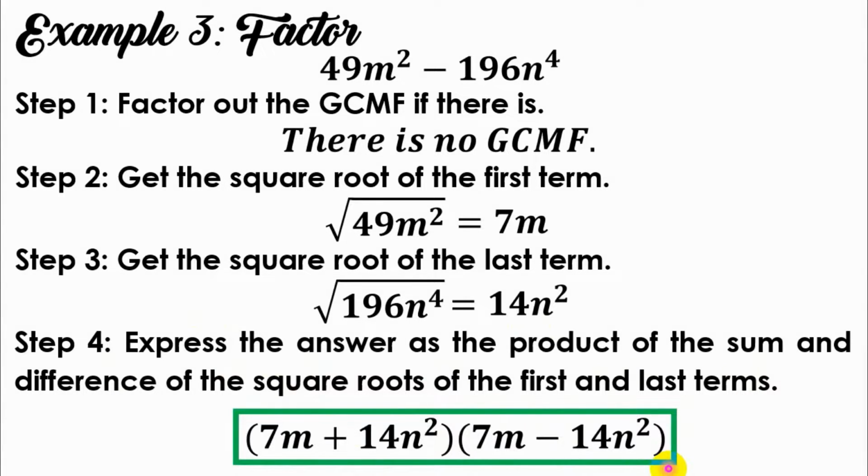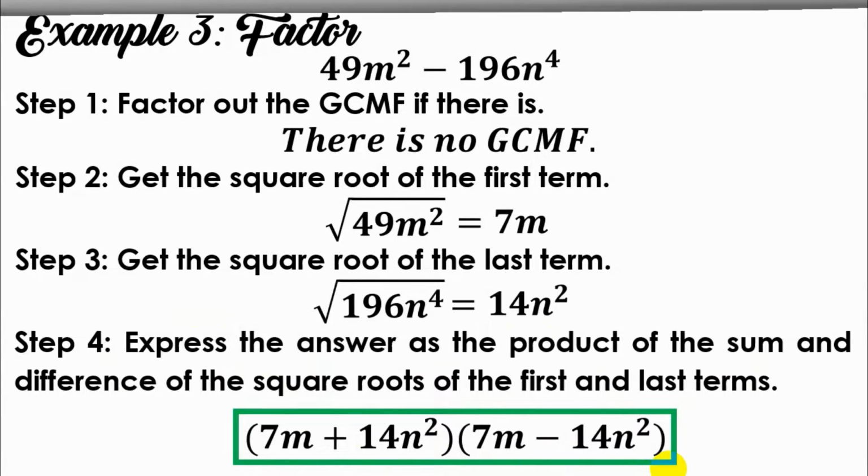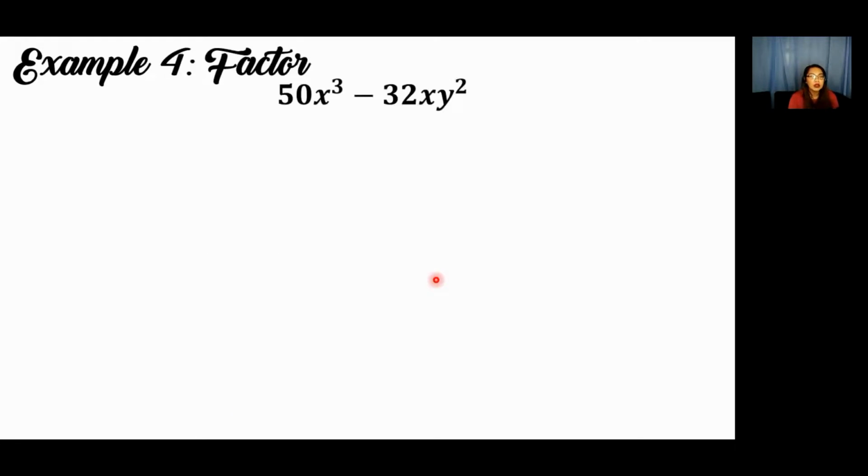Now, let us have example number 4. So, factor 50x cubed minus 32xy squared. Okay? So, on our first condition, are the two terms perfect squares? The answer is no. Mapapaisip tayo, hindi naman siya perfect square. Pero minus yung operation niya. So, pasok siya sa second condition.